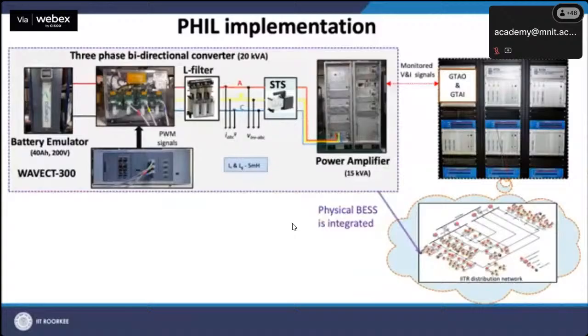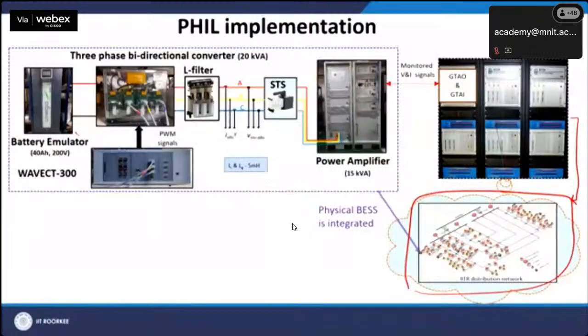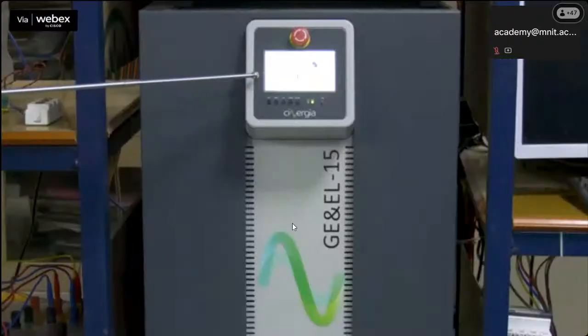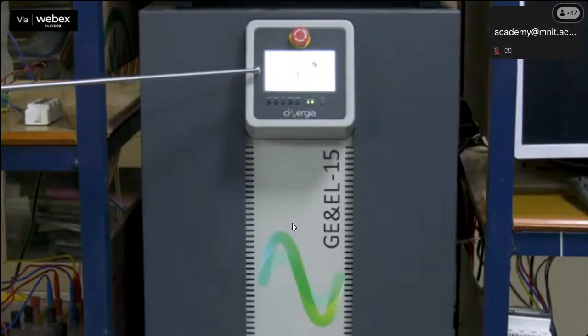before we physically deploy those solutions or integrate them into the distribution network. This is a schematic representation of the PHIL setup that has been implemented at the laboratory level. To perform the PHIL, first of all, we will need a battery emulator. The battery emulator that we are using here has a rating of 40 ampere hour, 200 volts.